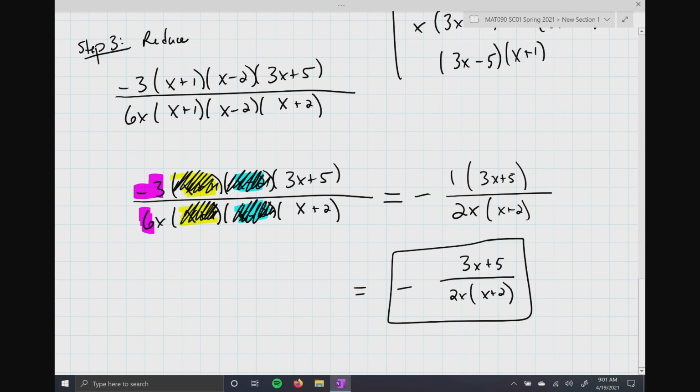Now, I know this may seem like a lot. But we didn't do anything new here. I didn't teach you any new trick or any crazy thing. We factored and then we reduced, just like you did in chapter 4 when you learned fractions. So let's do one more example for today.